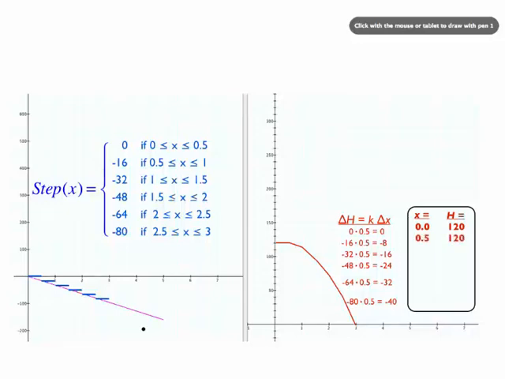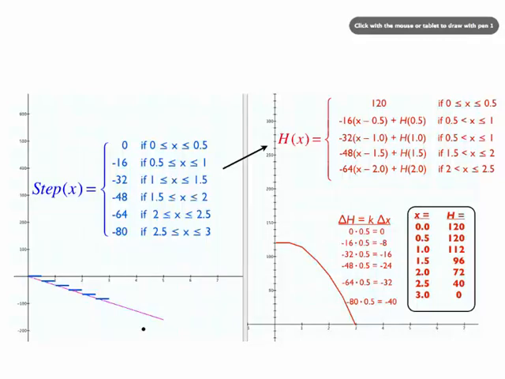Still 120. Again, remember that's not realistic, but it's based on our pretend function where it's just going to hover for a half second before it actually takes on a speed. All right, then in the next half second, if it goes down 8, then the new height is 8 less than what it was before. And so then we keep decreasing by these delta h's that we calculated using k delta x.